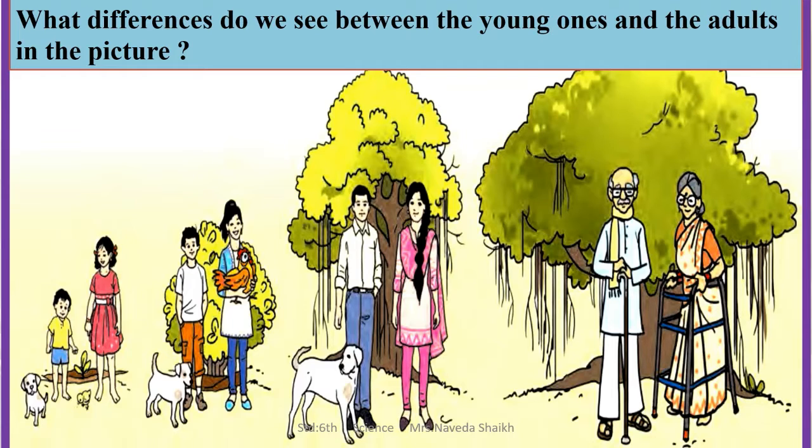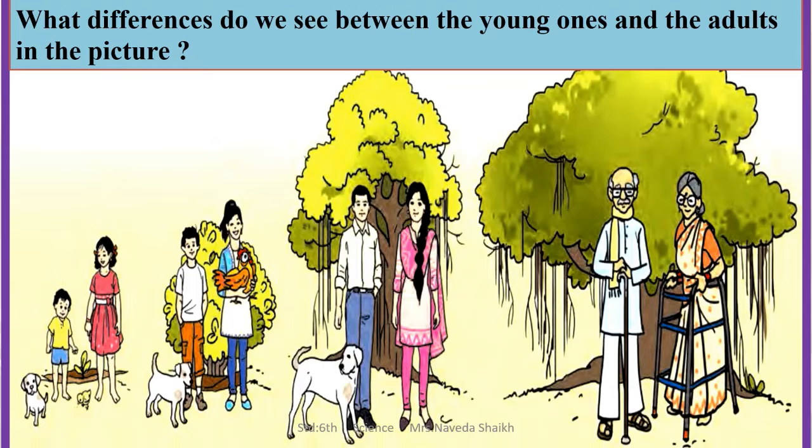So these are a few differences that you see between the young ones and the adults in the picture. In the young child, you cannot see that they are wearing specs, but when they have grown old, you can see that they are wearing specs. You can see the difference between their hair color also. Next, you can see the way their body structure is, their height, their weight. It has undergone changes.